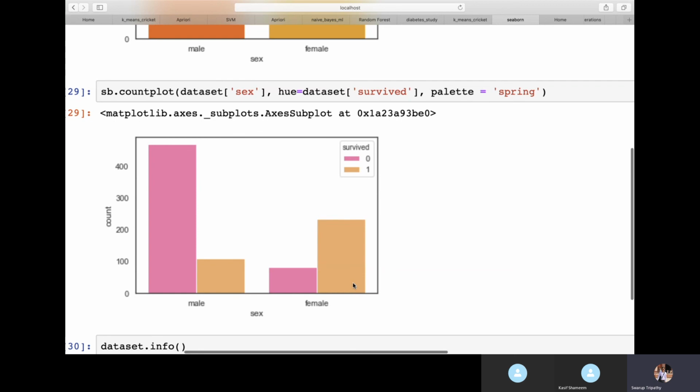Okay, so you understood this data. This is how we analyze our data and figure out some insights out of this. So now any questions on this?